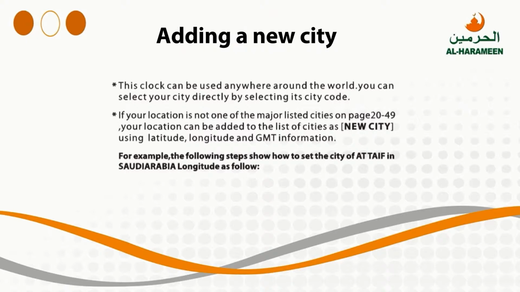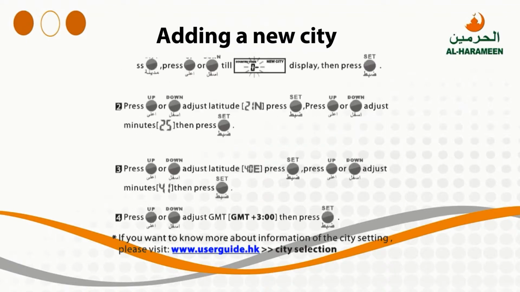For example, the following steps show how to set the city of At-Taif in Saudi Arabia longitude as follow. 1. Press city. Press up or down till 0 display. Then press set. 2. Press up or down. Adjust latitude, 21N. Press set. Press up or down. Adjust minutes, 25. Then press set.